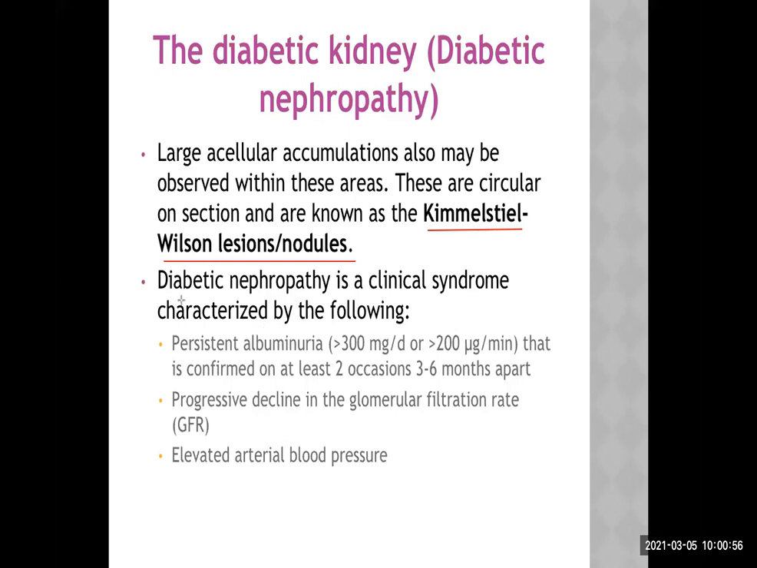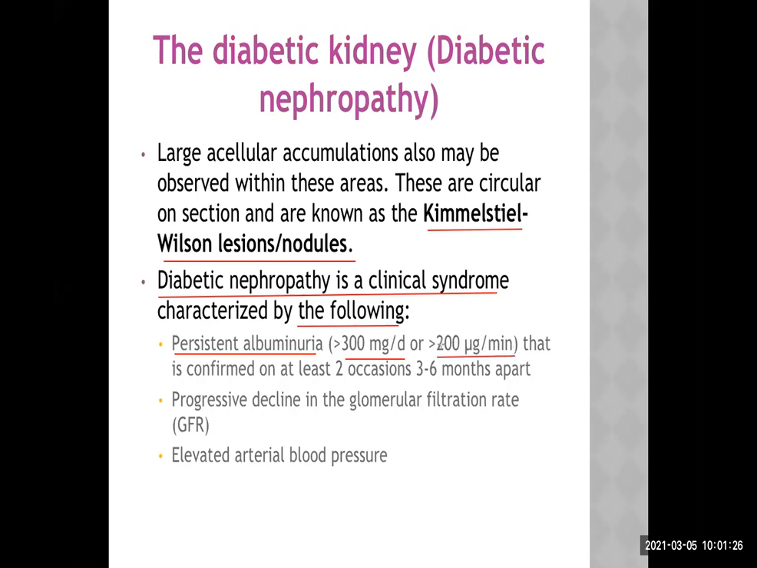Now, clinically, how do we guess or suspect diabetic nephropathy development? Diabetic nephropathy is a clinical syndrome characterized by the following features. One is persistent albuminuria, meaning loss of albumin in the urine. Albuminuria that is more than 300 milligram per day or more than 200 microgram per minute.